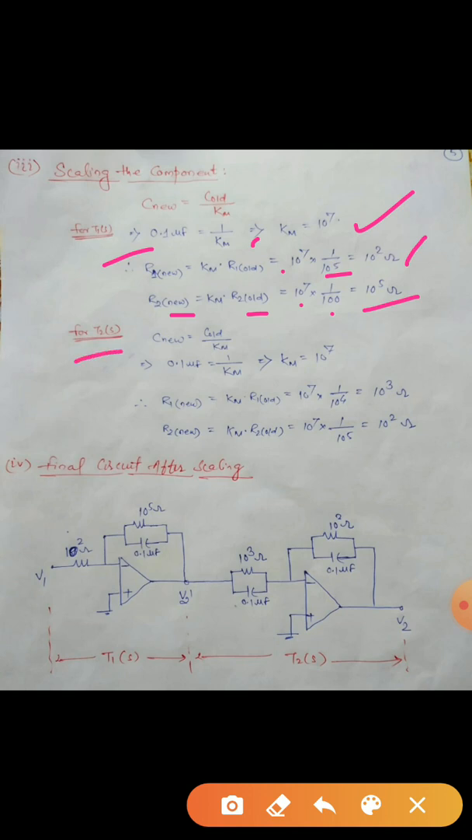Similarly, for T2 of S, we set the value of C new as 0.1 microfarad. From there we calculate the value of Km, then based on that we calculate the values of R1 new and R2 new. Now again we need to redesign the initial circuit, but the only change is that we replace the component values with the newer values of the resistors and capacitors. So this is the basic procedure for the design of the filter circuit with the help of Bode plot. Thank you.